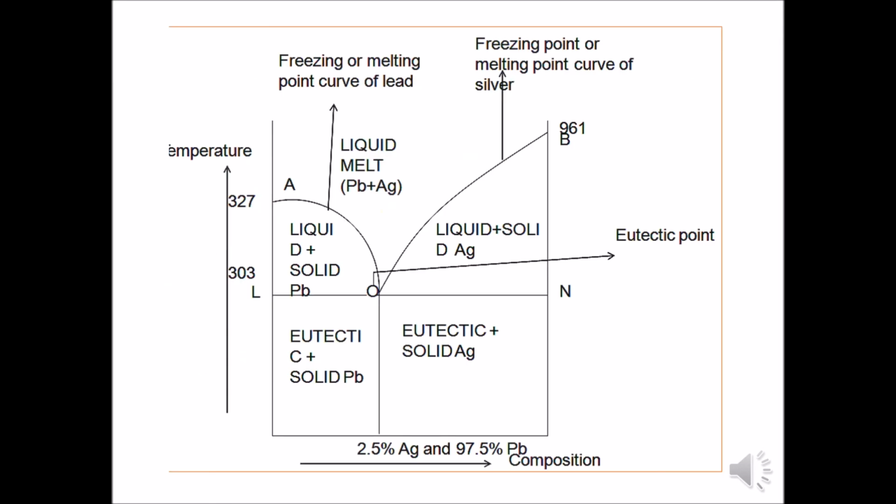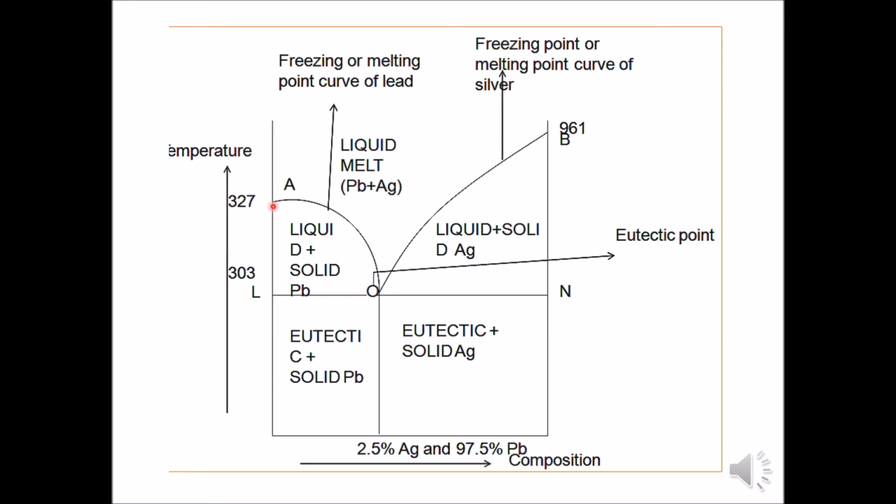Now we see the phase diagram. This is a simple phase diagram of the silver lead system. In this phase diagram, this point is showing 100% lead and this point is showing 100% silver. On this point, since 100% lead is present, this is the melting point of lead, 327 degrees Celsius. And here, since 100% silver is present, this is the melting point of silver, that is 961 degrees Celsius.